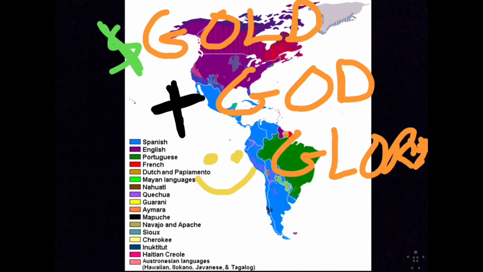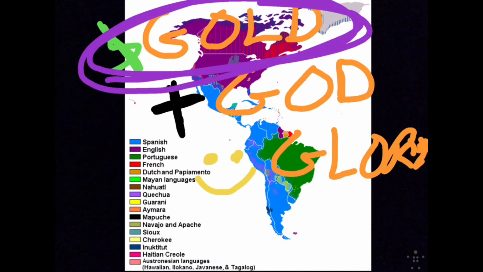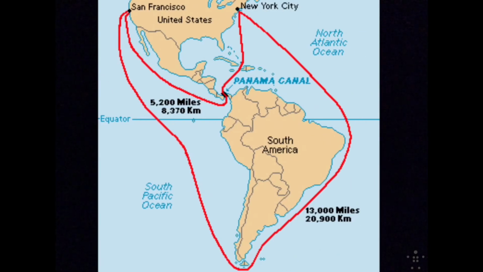Now the next question says, in Peru, which G did explorers seek the most? The answer is gold. They're also after gold and silver, but in the area of Peru, this is what they were after the most. Next question says, what was built in Panama?